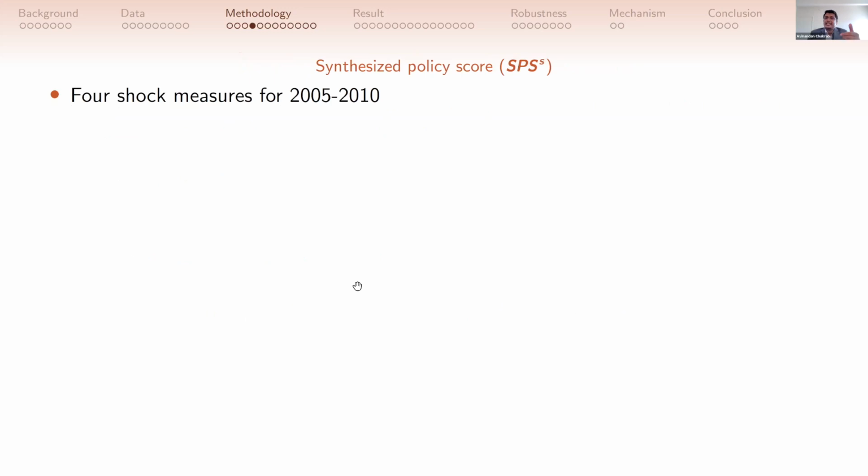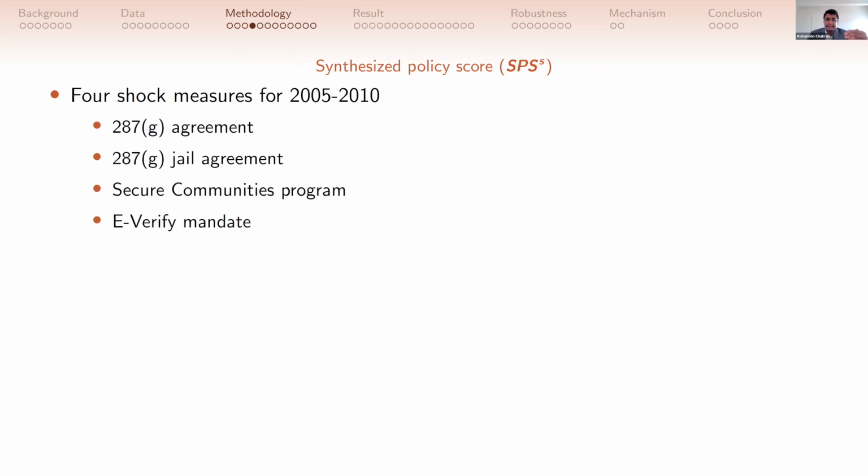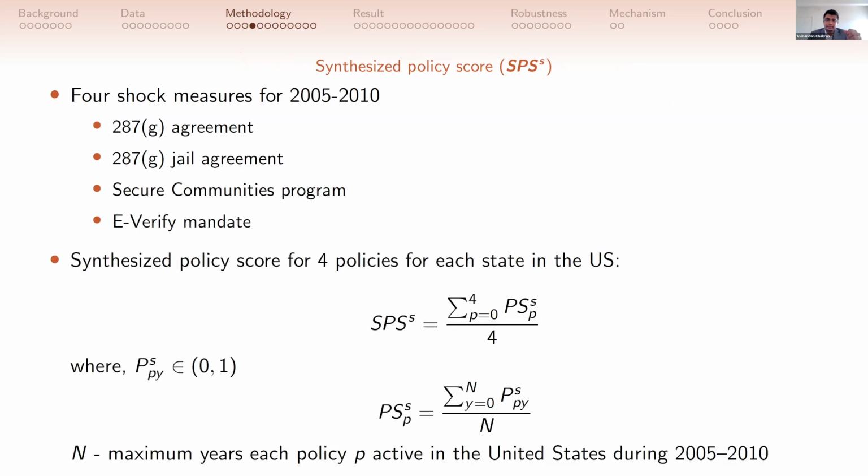So the first is the synthesized policy score. I create this score from 4 policy measures, including the 287(g) agreement, the Secure Communities Program, and the E-Verify mandate. All the policy scores lie from 0 to 1 for each state in the United States, from year 5 to 10. The synthesized policy score is just the average of these 4 policies.